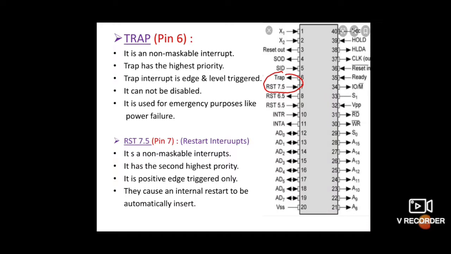It has the second highest priority. Means after TRAP, the second highest priority is the RST 7.5 pin. It is positive edge triggered. It is positive edge triggered only. What is meant by positive edge trigger? That is 0 to 1. Means it remains high. That is triggered by the rising edge. There is an internal flip-flop triggered by the rising edge.